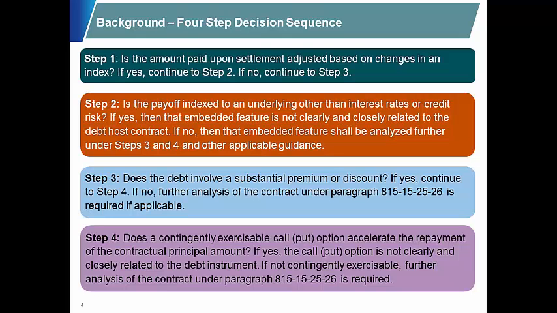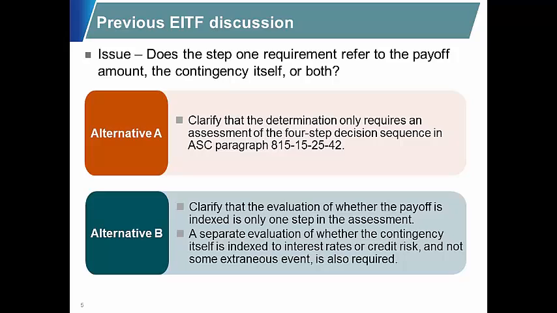As a result, two views emerged on how DIG issue B16 interacts with the original guidance. Some believed that the assessment of whether a put or call option is clearly and closely related to its debt host only requires an analysis of the four-step decision sequence. Others believed that they must use the four-step decision sequence and also assess whether the contingency that allows for the exercise of the call or put is indexed only to interest rate or credit risk, not some extraneous event or factor. So Brian, with those different views, there could be diversity in the accounting for similar instruments. Exactly. So the staff proposed two alternatives.